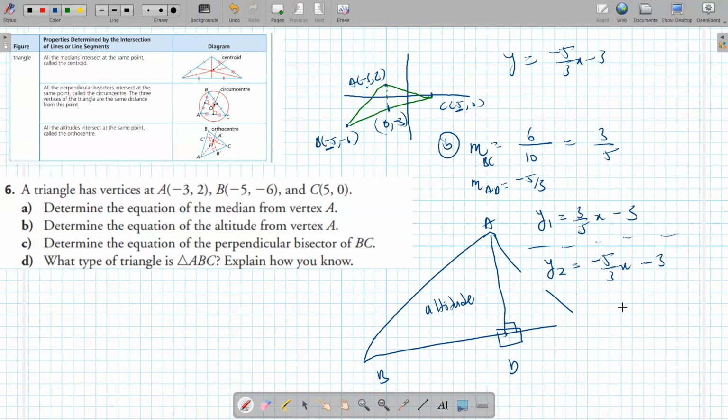You have these two things. How do you find the POI, the point of intersection, between 2 points?